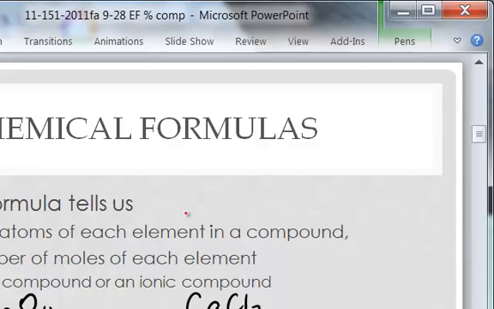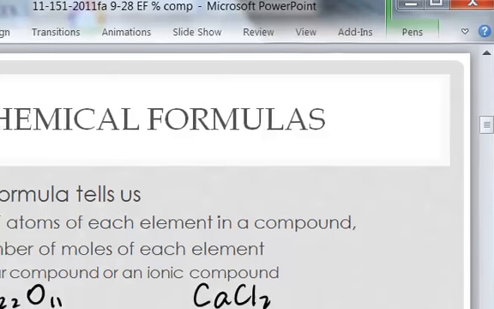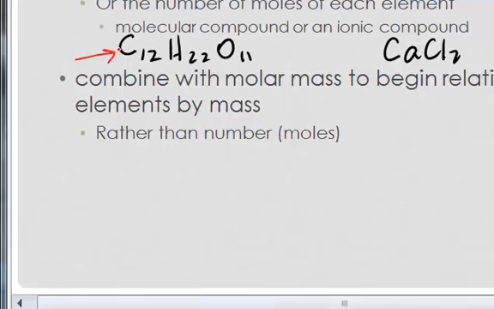Chemical formulas, and we're going to look at percent composition. The chemical formula actually tells you the number of atoms in each compound. For a molecular compound, it tells you actually how many atoms are in the compound. For example, sucrose is two rings actually of carbon atoms that are joined together, and in solution they maintain that molecular shape.